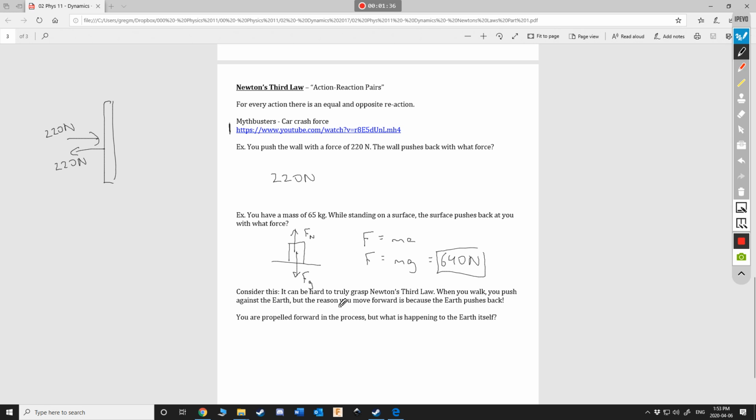So it's asking us what's happening when we walk. So every step we take when we walk, let's imagine here we are, we're walking on the earth. To walk, you push on the earth, but what's actually happening is the earth's pushing back. So the reason you move forward is because the earth pushed back on you. So technically, every step you take, you're actually accelerating the earth in the opposite direction. However, it's not visible, because the earth is so massive.